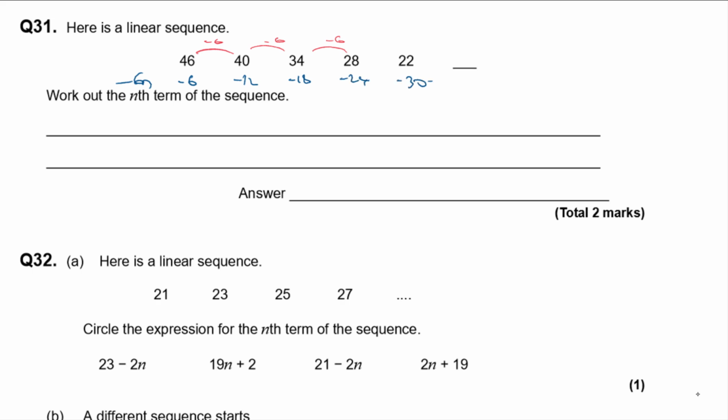Now we've got 46. So what would you have to add on to minus 6 to get up to 46? You'd have to add on quite a bit. You'd have to add on 52, wouldn't you? Okay, so I think our sequence is minus 6n plus 52, which you can write slightly more neatly the other way around as 52 minus 6n.